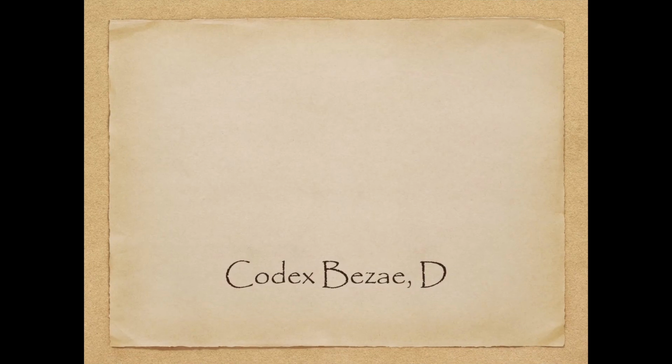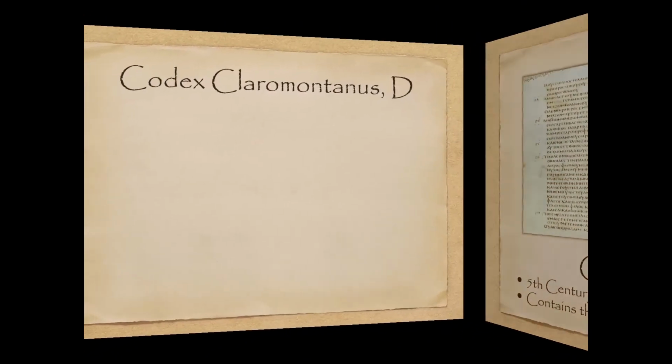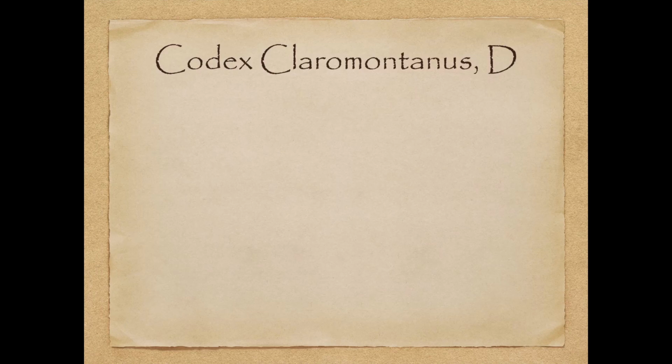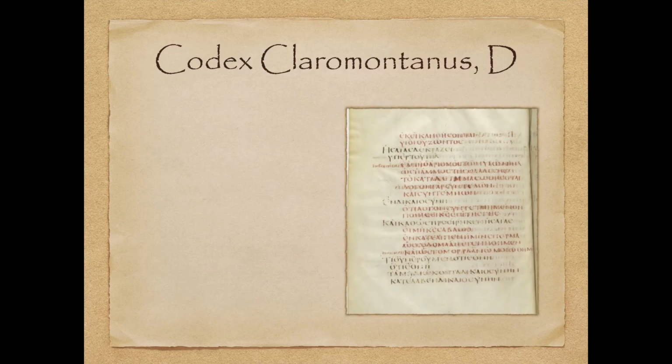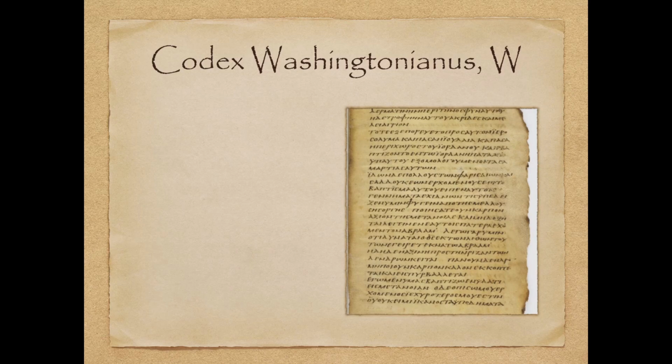Now we'll move on to Codex Beza, abbreviated as D, written in the 5th century, and contains the Gospels and Acts of the Apostles. Here's a picture of it. Codex Claromontanus, abbreviated as D, here is a picture of it, and it is written in the 6th century, and it contains the Pauline epistles. Codex Washingtonianus, abbreviated as W, was written in the 5th century, and it contains Mark 1:1 through 5:30.